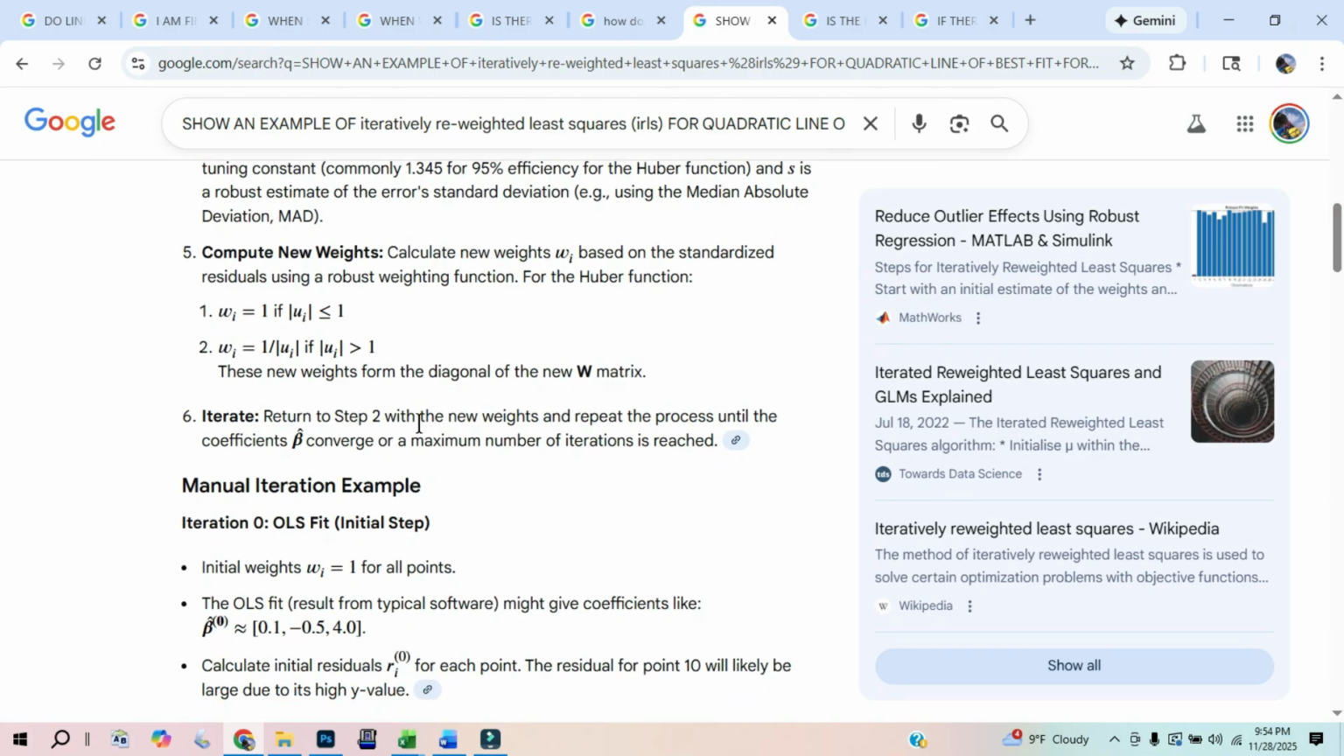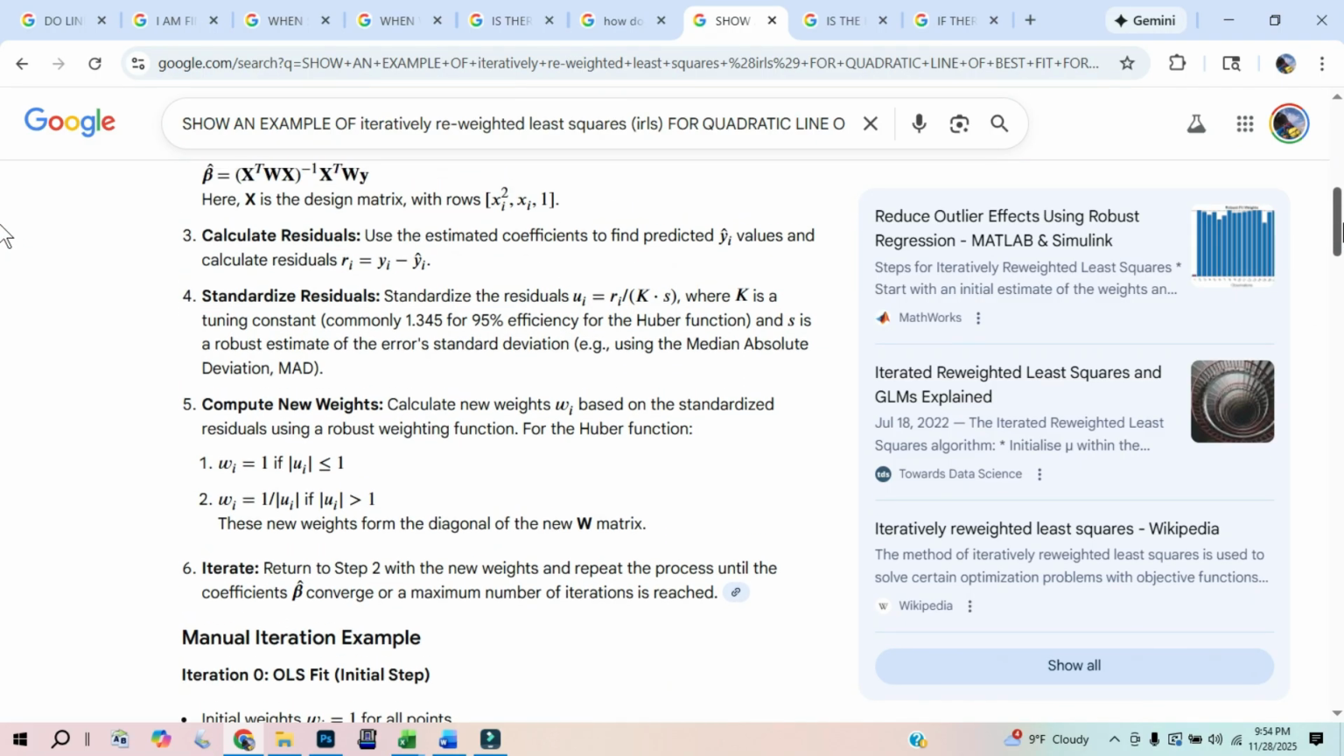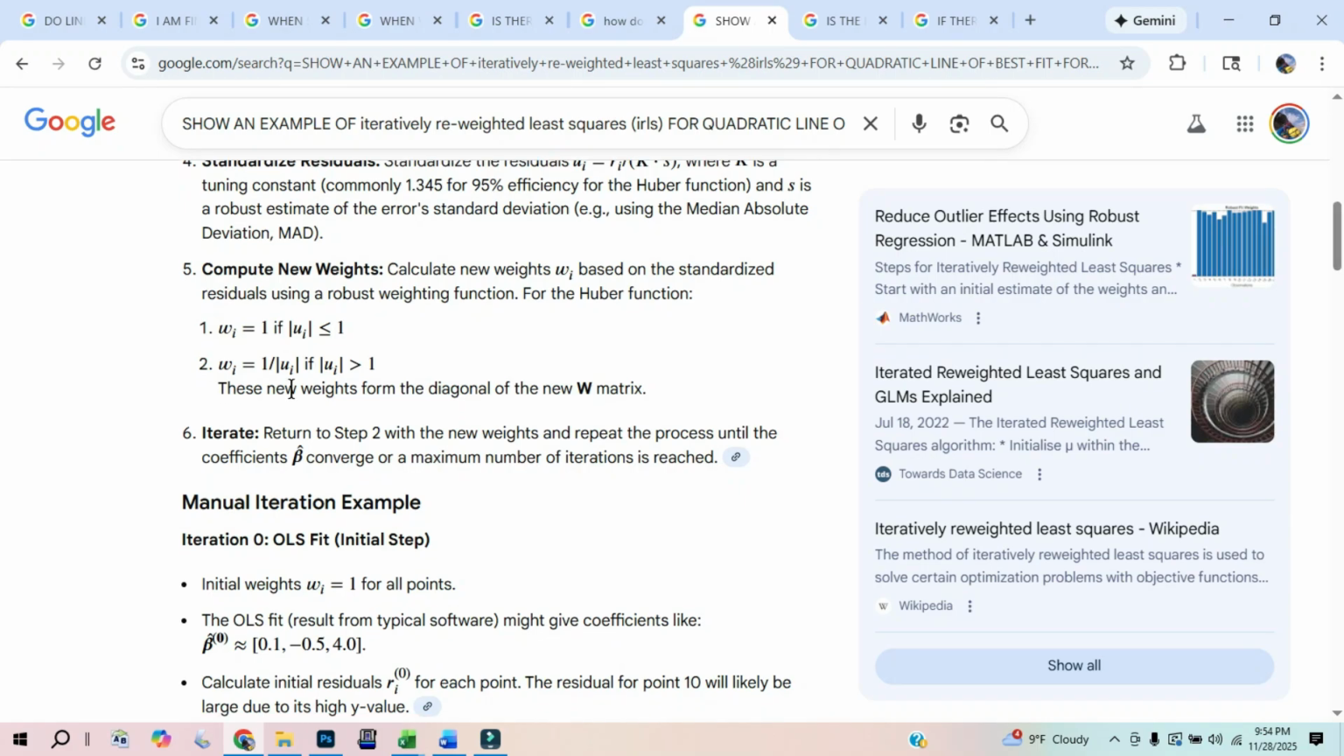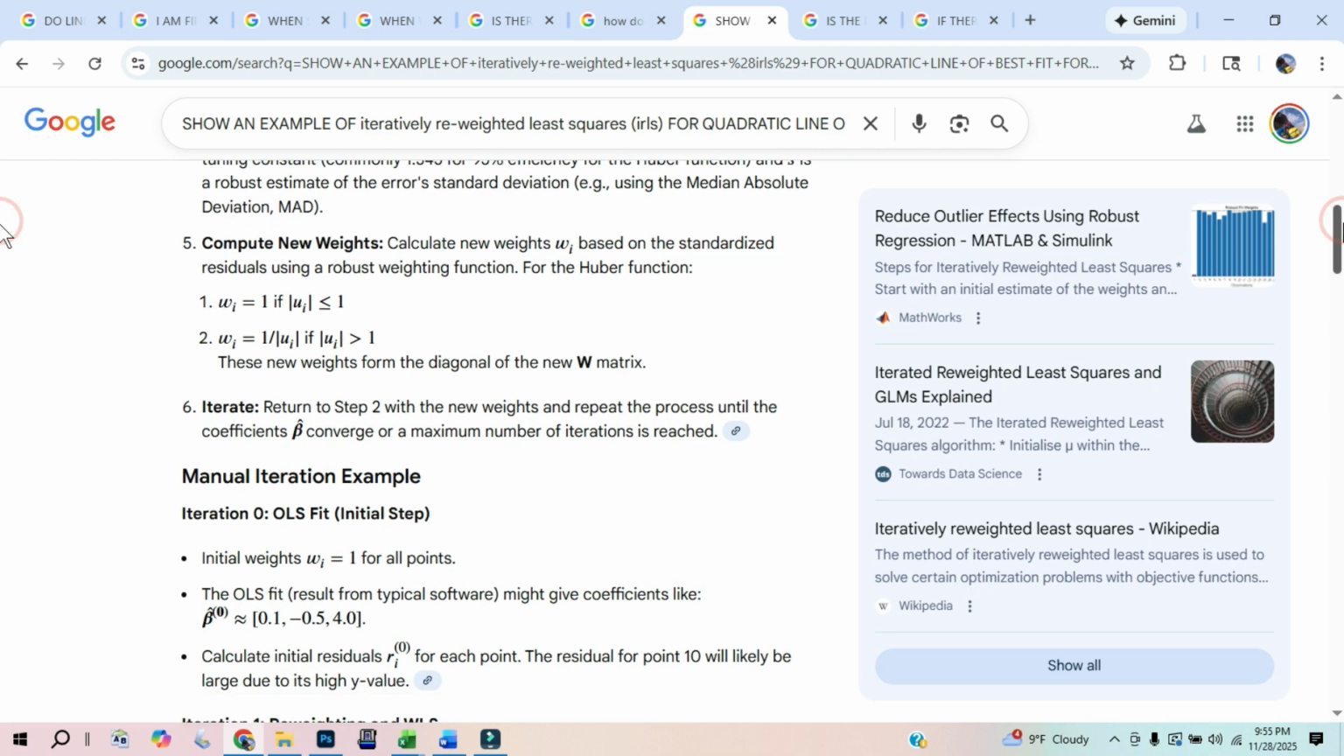Is that what it even says? So iterate. Return to step 2 with new weights and repeat the process until the coefficient converges or a maximum number of iterations is reached. Yeah, so you're just looking for this to stabilize, and if it does stabilize, cool. Yeah, so this might, oh, that's fascinating. And if your weight is 1, I don't know, maybe that does actually change your problem. I have no idea.